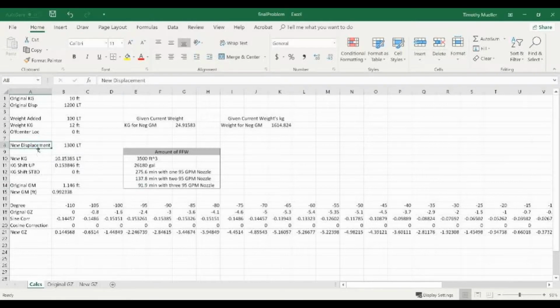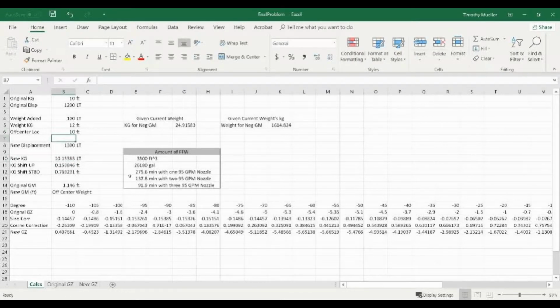Moving on down here, we have the new displacement. It basically takes our original displacement plus our weight added and adds them together. Then our new KG uses the formula that I showed you before and divides by the final displacement. It tells you how far our KG moved up. We knew that we had 10 originally, then 10.154 here, so it gives us a difference, and that gives us the shift to starboard. If we said it was 10 feet off center, our center of gravity for the ship is going to be 0.769 over to starboard.